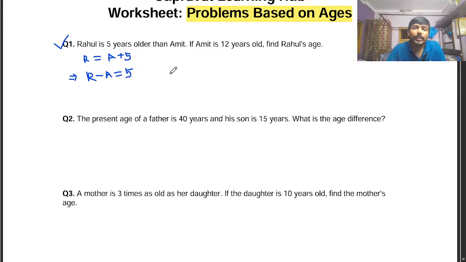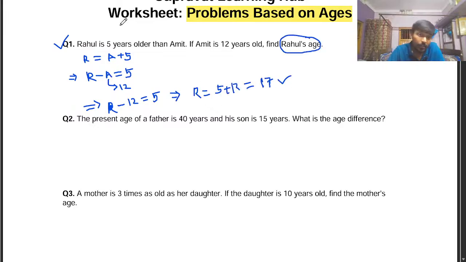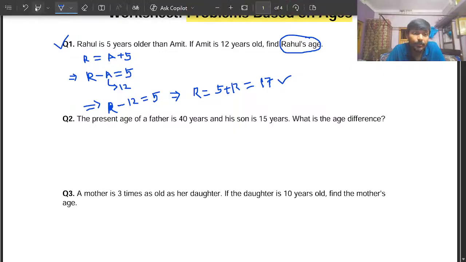If Amit is 12 years old, so the age of Amit is 12 years, then we simply put Amit's age here. So R minus 12 years equals 5. It was a very simple question. Now we are moving to the next question.